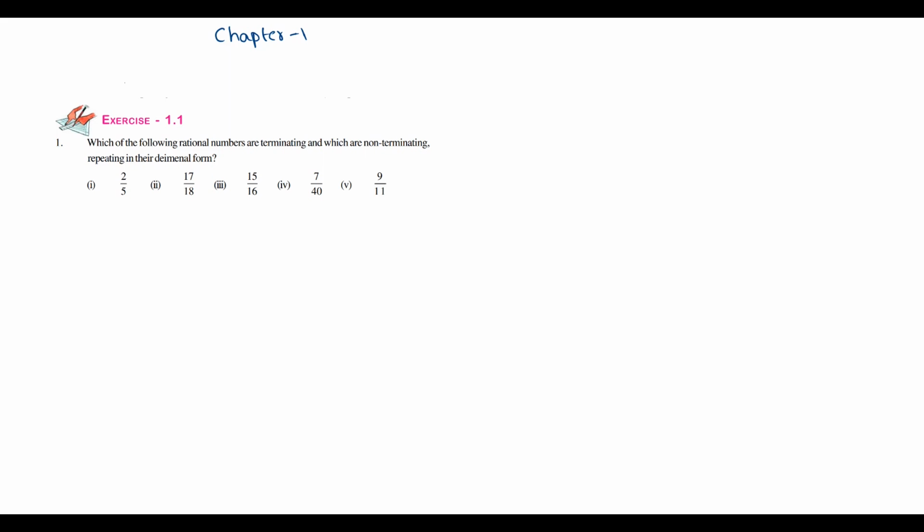Today we will discuss the exercise sums of the first chapter, exercise 1.1, first sum. Here in this problem we see which of the following rational numbers are terminating and which are non-terminating repeating in their decimal forms. Before solving these problems, we need some understanding about terminating and non-terminating decimal numbers. For a clear understanding of these two terms, we will discuss them for some minutes.